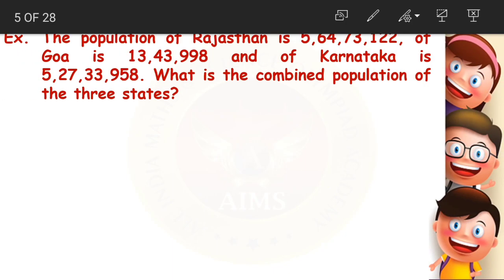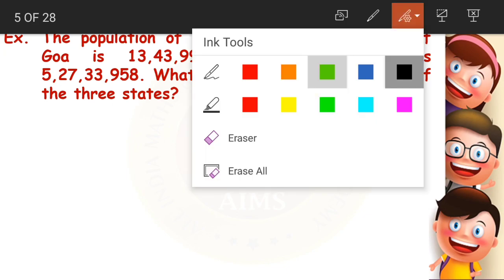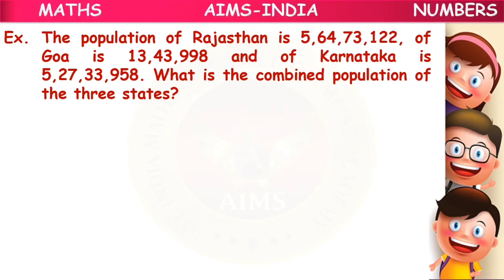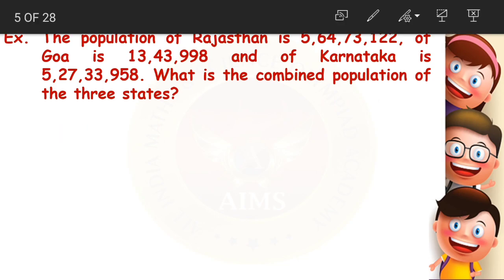14 kilograms into milligrams. The next question we have here is, the population of Rajasthan is 5 crore 64 lakh 73,122, of Goa, the population of Goa is 13 lakh 43,998, and of Karnataka is 5 crore 27 lakh 33,948. What is the combined population of the three states?